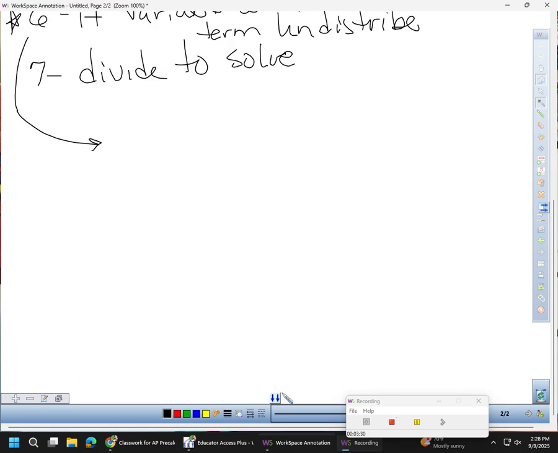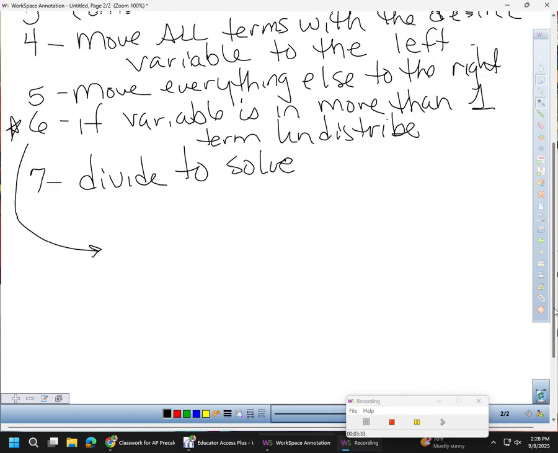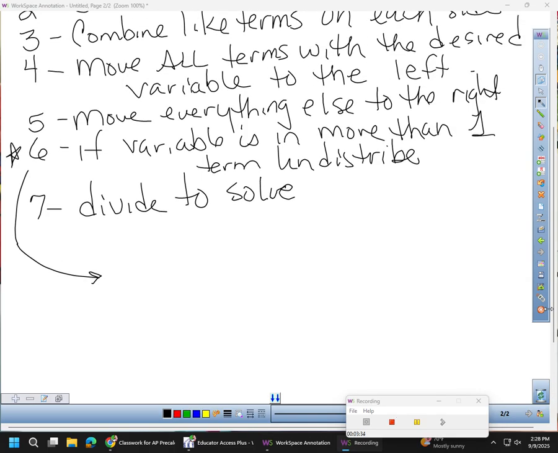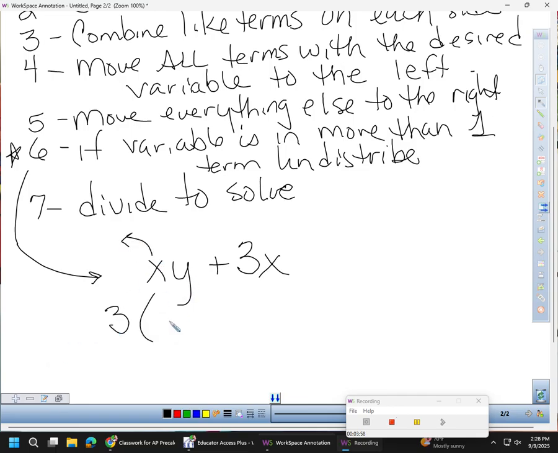What undistribute means. Let me go back. Okay, undistribute. So let's say I have xy plus 3x. And I need to get x from inside both of those to by itself. I'm going to take this x and put it in front of the parenthesis. If I take this x out, I'm left with y. And if I take this x out, I'm left with 3.